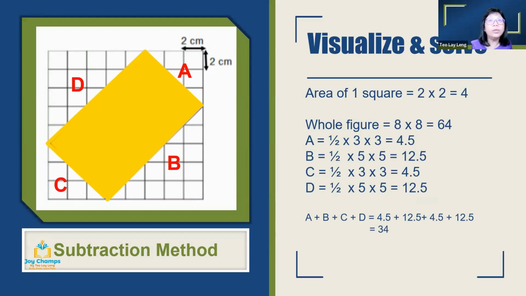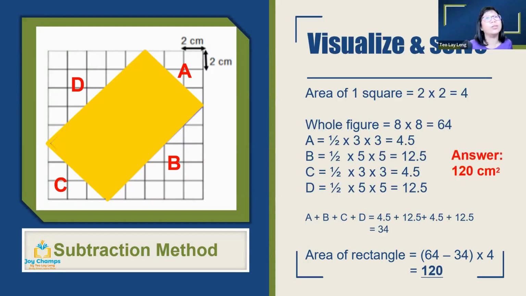So all we need to do next is to take the total number of squares, which is 64, to minus the 34 unshaded squares, and you will get 30 squares. After which you multiply by the area of one square, which is 4 square centimeter, and that will give you a total of 120. And there you are, boys and girls. The answer to this question is 120 square centimeter using the subtraction method.